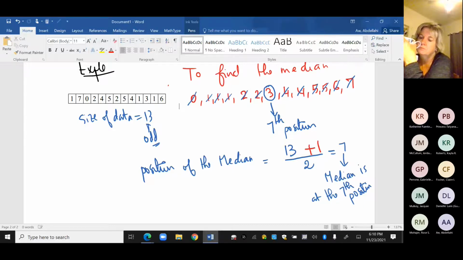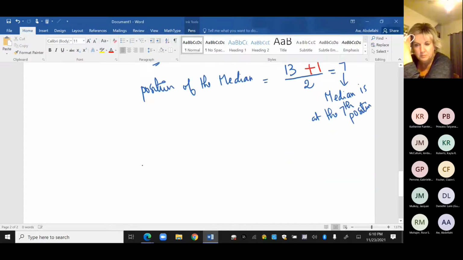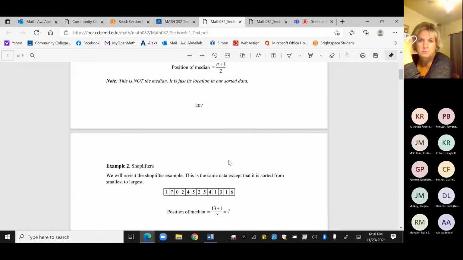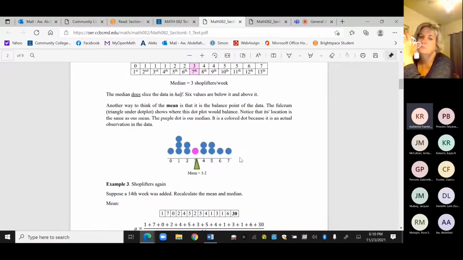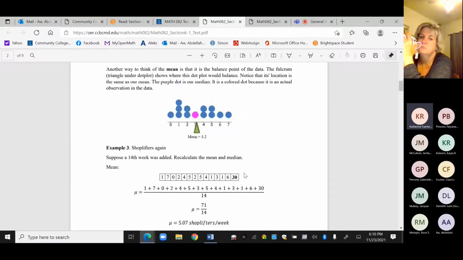You guys see that? Now we're going to see the case when we have an even number of data. This case, we have an odd number of data, and the median is easier to find. So now, if you have an even number of data, let's pick an example where you have an even number of data. Okay, so we have this one.